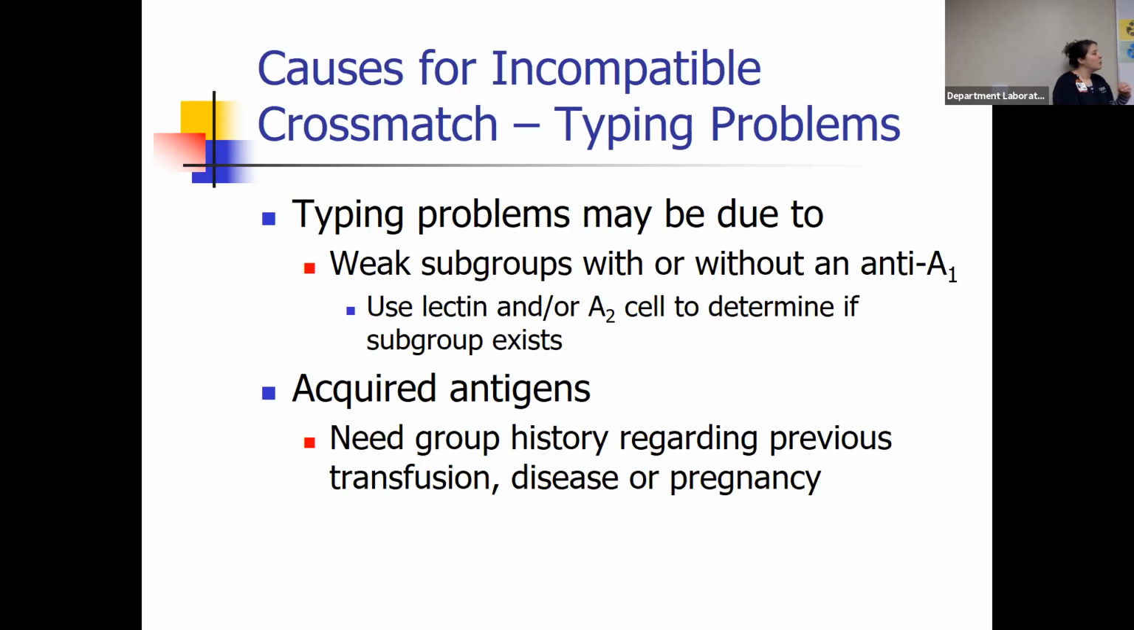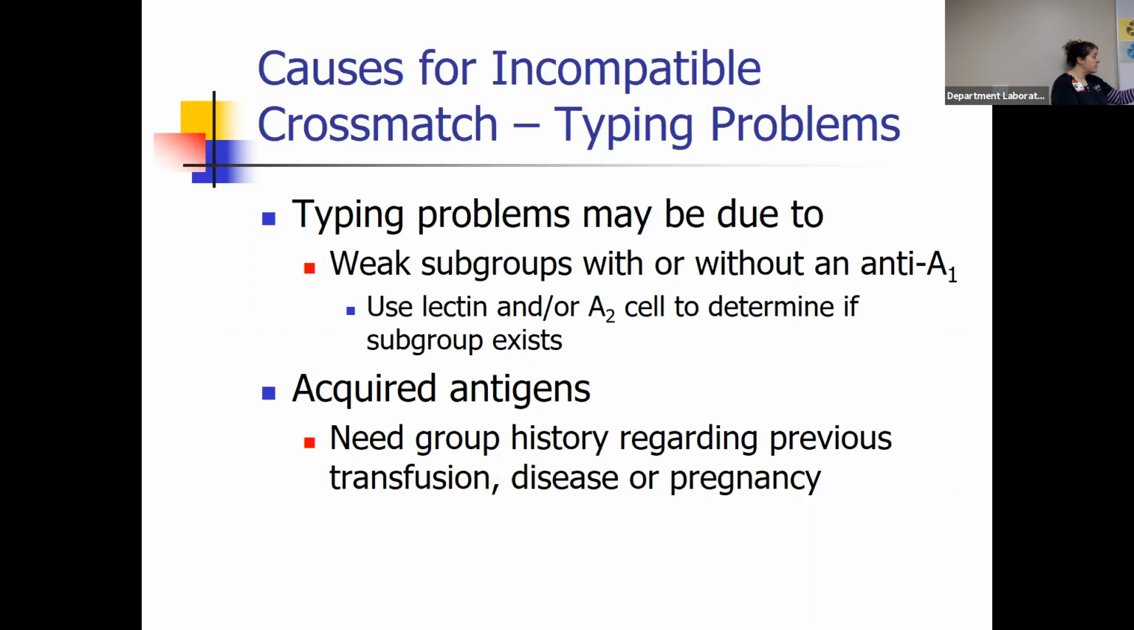We are not going to type all of our A's to find out which of those A's are A2, right? That's very time consuming, and only about 1 to 8% of the population is A2, right? So more than likely, you might not even have any A2s in your inventory, right? So we would just give them type O, right?